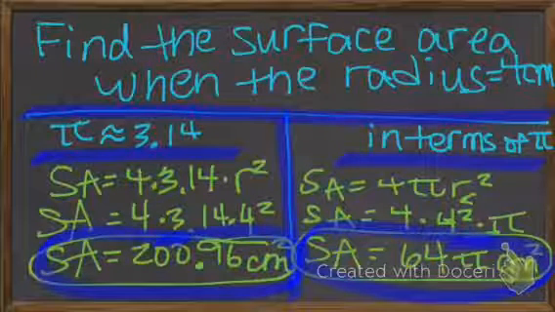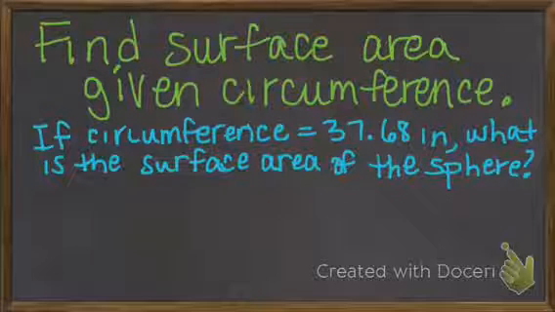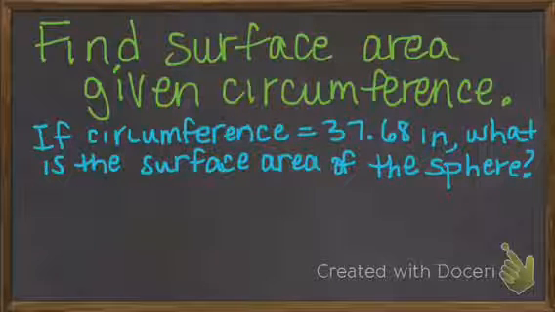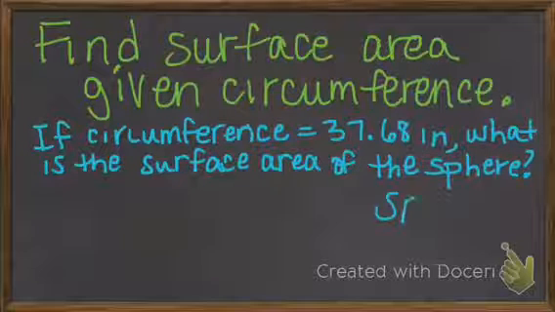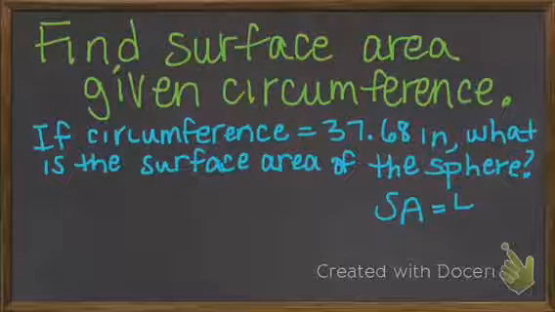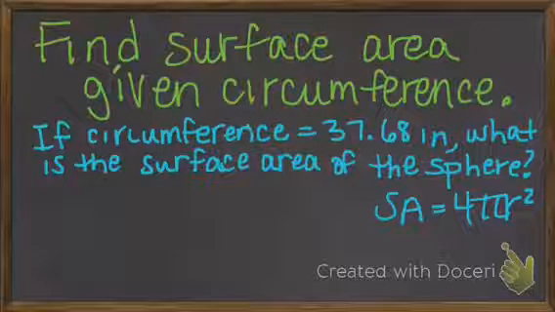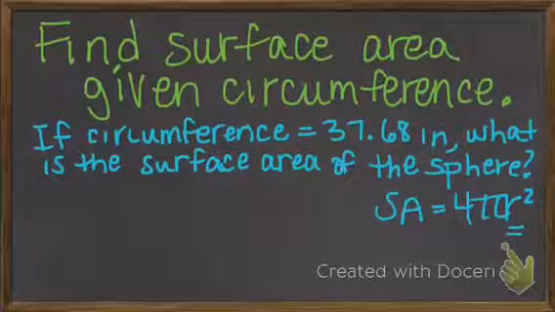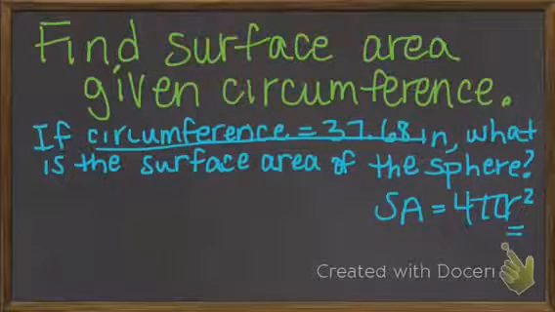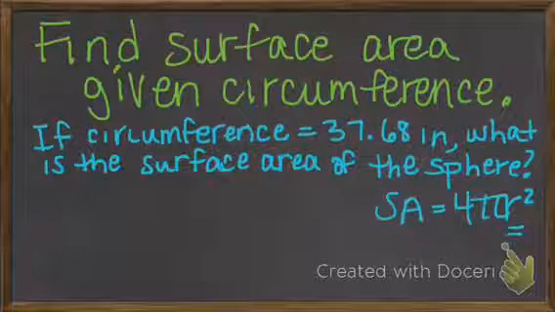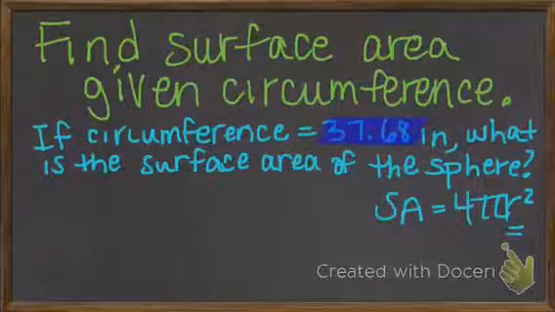Let's check out our next example. Here's a different kind of problem. This time, you are asked to find the surface area when you're given the circumference, so you're not given the radius. We remember that the surface area equals 4 pi r squared, and so we need to find the radius. What we've got is the circumference is 37.68 inches.